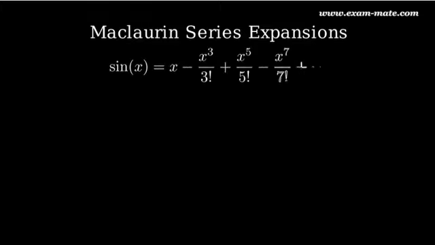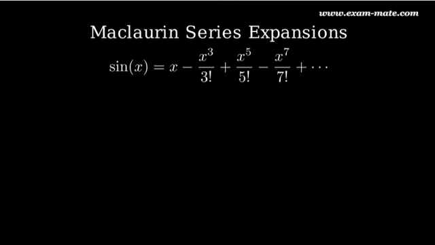Let's solve this problem about finding Maclaurin series expansions step by step. We'll start with part A, finding the first 2 non-zero terms in the Maclaurin series of sine of x squared. First, let's recall the Maclaurin series for sine of x. The series is x minus x cubed over 3 factorial plus x to the 5th over 5 factorial minus x to the 7th over 7 factorial, and so on.